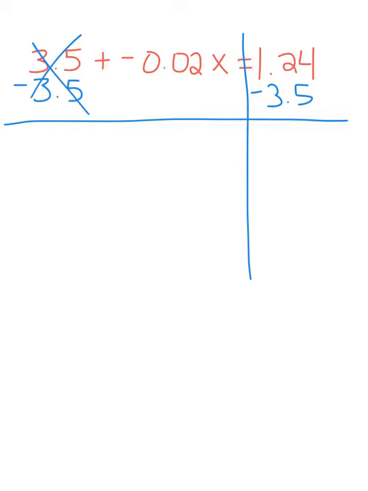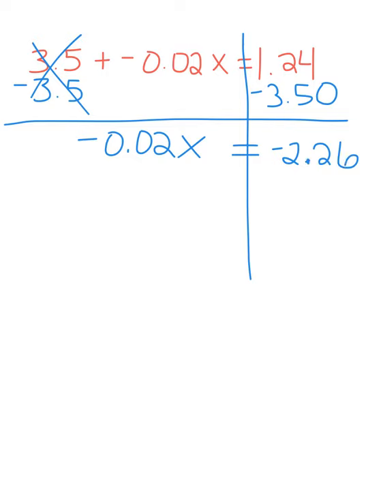And that leaves us with a negative 0.02x equals, and on our calculator, we need to subtract 1.24 minus 3.5. We can add a 0 to the end there. And we are going to get a negative 2.26. Again, let's not get freaked out just because we have decimals. Let's go through the same steps. Grab your calculator to assist you.